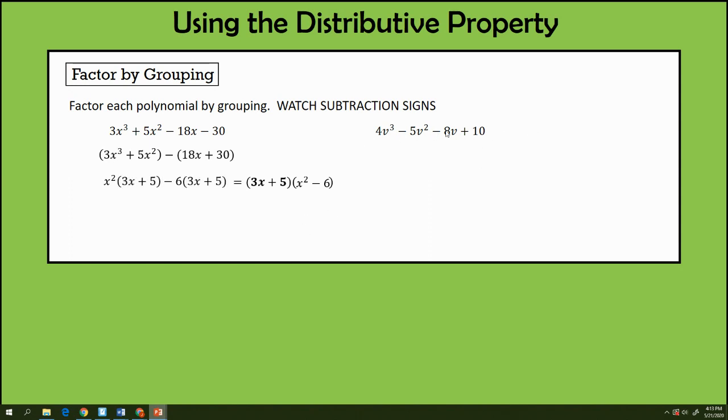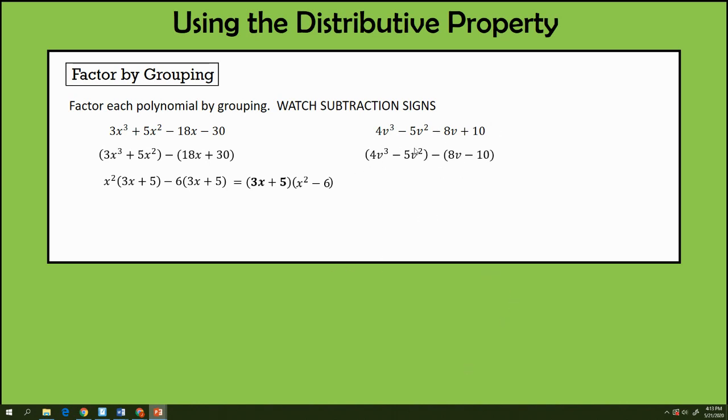Got another negative situation here. So now I group the first two together, 4v to the third minus 5v squared. That's my first grouping. My second grouping, I want to have a minus in here. So if I write a minus sign in front of this grouping symbol, that will make this a negative 8v and a positive 10 when I distribute that negative sign through. So by putting a minus sign here, I get this now to be a negative to match this one. And it's equal. Minus sign in front means you subtract both of those two, which will put you right back here.